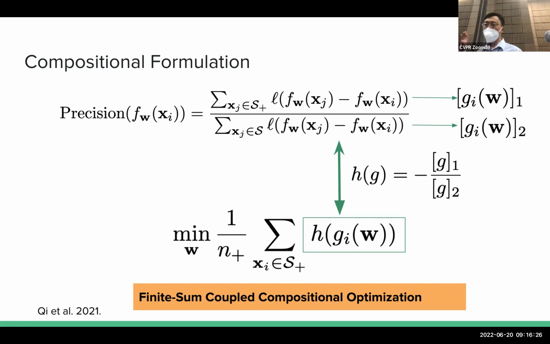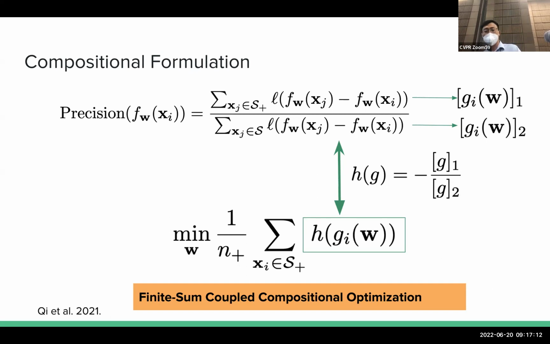Okay, and then we introduce a mapping called g_i(w). g_i(w) is a mapping that depends on individual data xi. It has two components. The first component, g_i1(w), denotes the numerator here, and g_i2(w) denotes the denominator. Then we introduce another simple function h. h takes g as input, and the output is just the first coordinate of g divided by the second coordinate of g, multiplied by -1. Then the precision of xi can be formulated as a compositional function h of g_i(w), and then we average over all the positive examples.